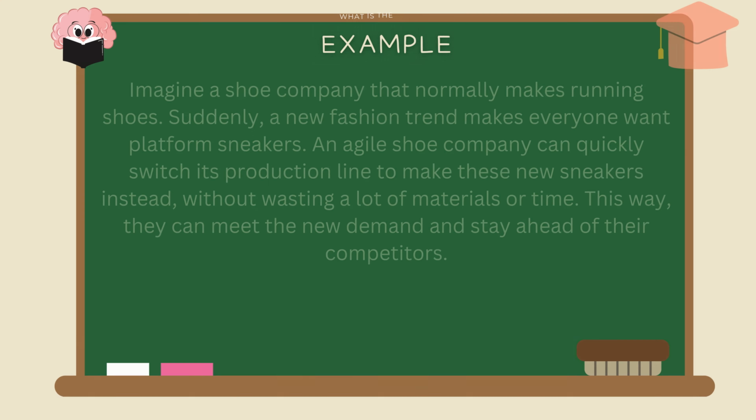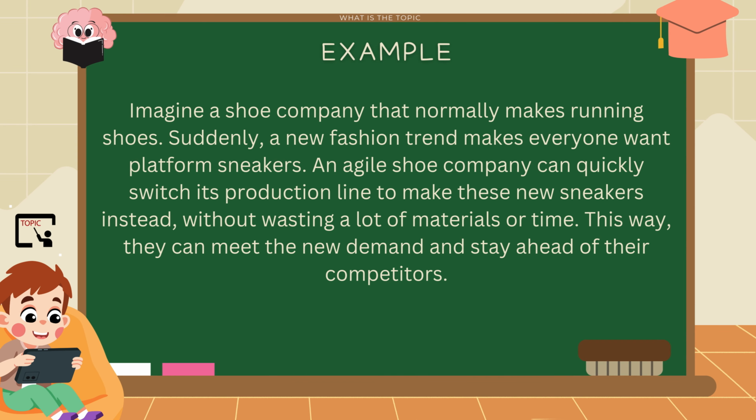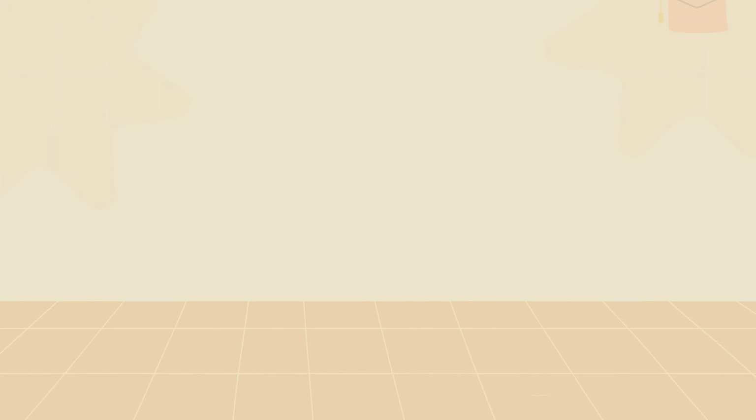For example, imagine a shoe company that normally makes running shoes. Suddenly, a new fashion trend makes everyone want platform sneakers. An agile shoe company can quickly switch its production line to make these new sneakers instead, without wasting a lot of materials or time. This way, they can meet the new demand and stay ahead of their competitors.